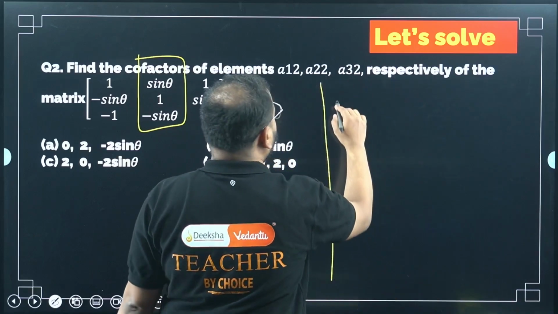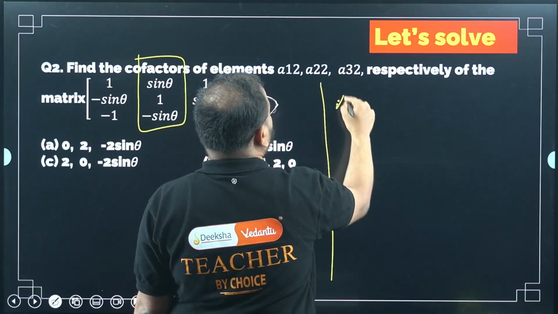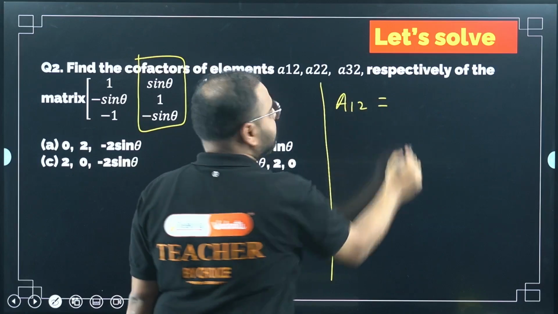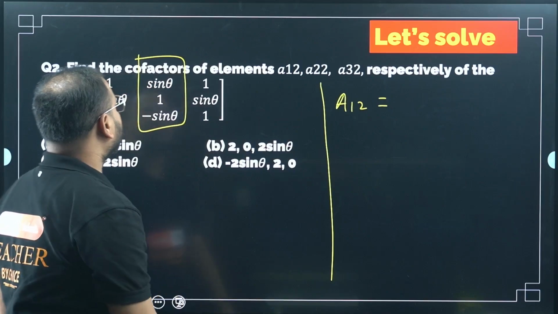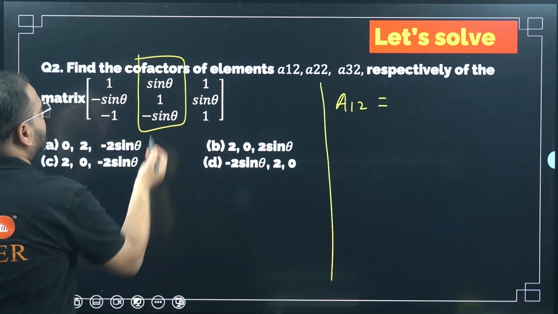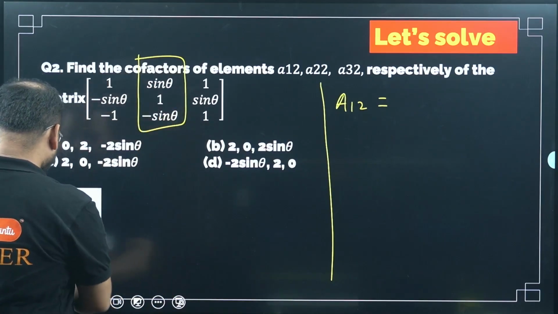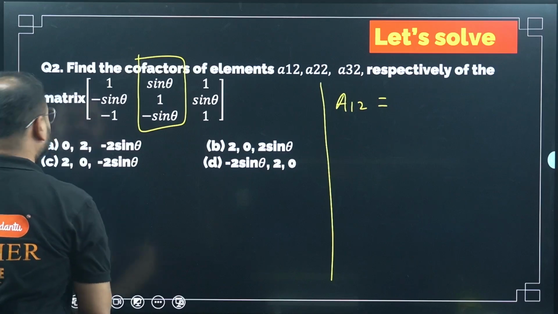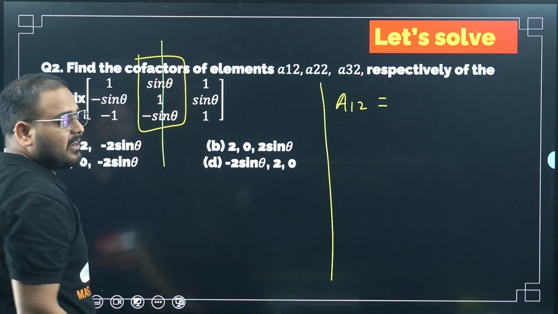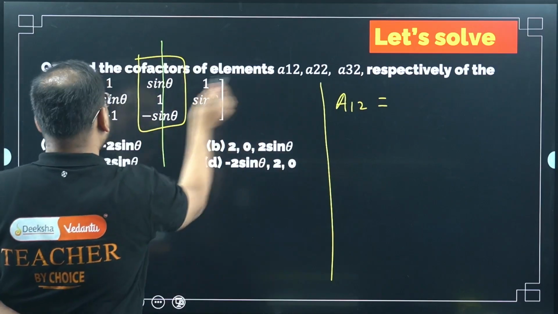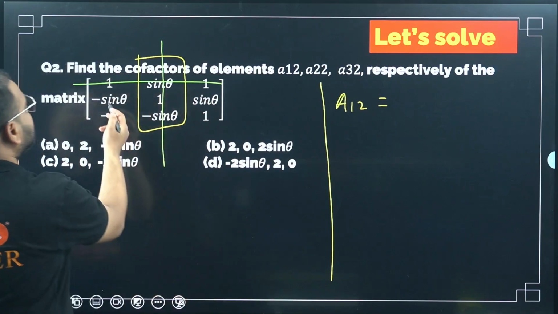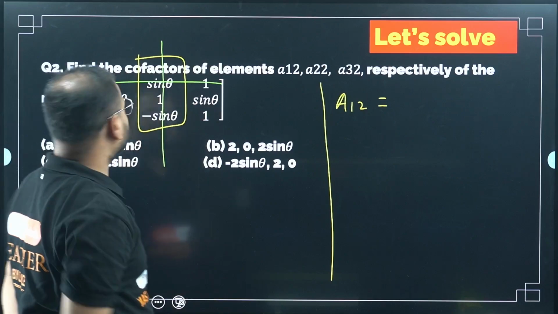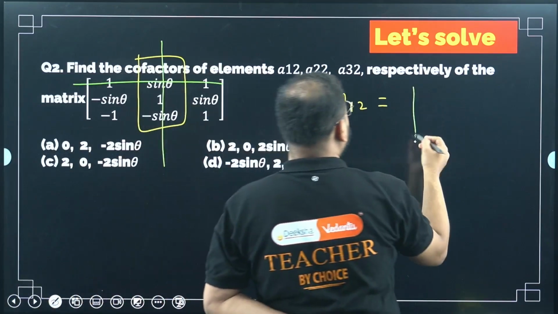Let's see. If I am finding the cofactor, I will write like this directly. A12. How will this look? If I am doing A12, what will I cancel? Second row, second column is to cancel. For the first element, I will cancel the first row. So that will give me this, this, this, this. How will the matrix look? First write the matrix, then we'll see the sign.